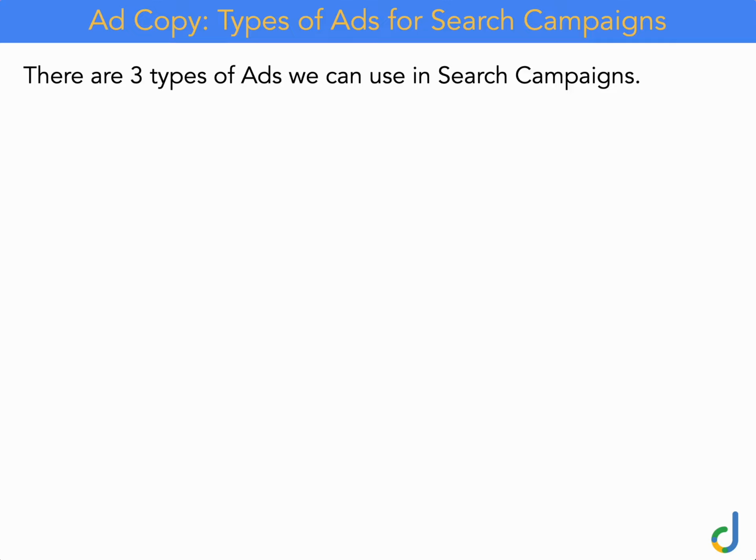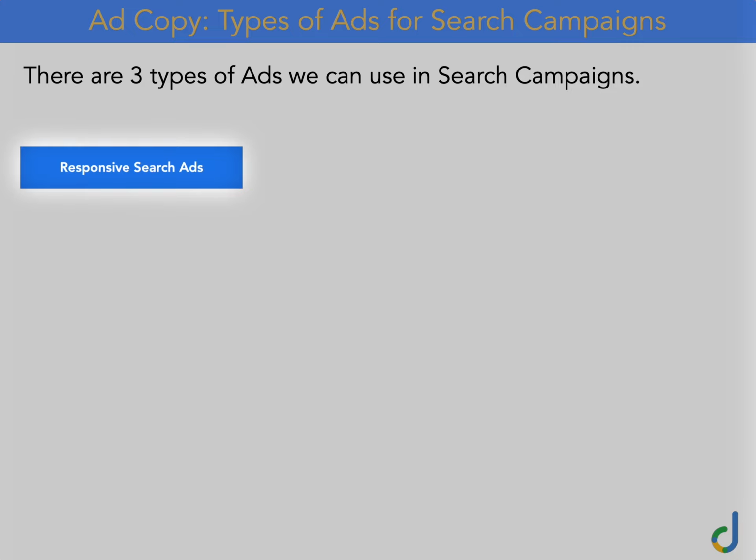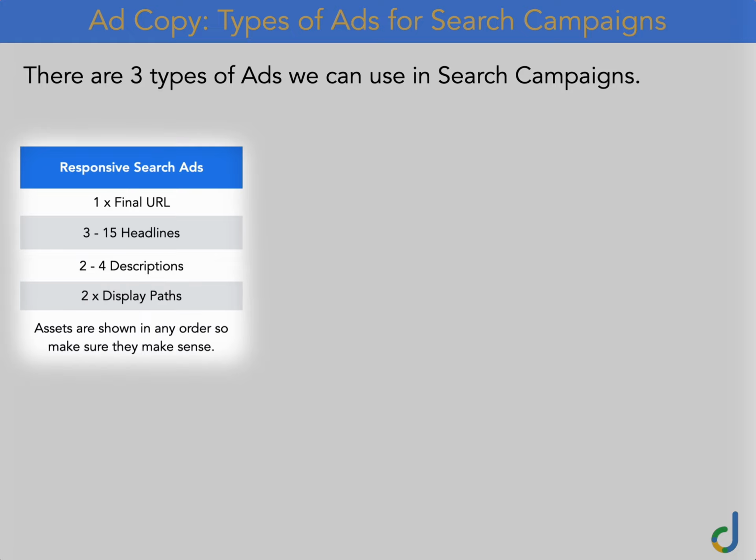When it comes to your ad copy, and this is for search campaigns, there are three types of ads that we can use. First are your responsive search ads. This is where you can have one URL and 3 to 15 headlines. Remember, the user will still only see 2 or 3 headlines. You can add up to 4 descriptions, and the user will only see 2. Then there are the 2 display paths, and your assets are shown in any order, so you need to make sure they make sense.